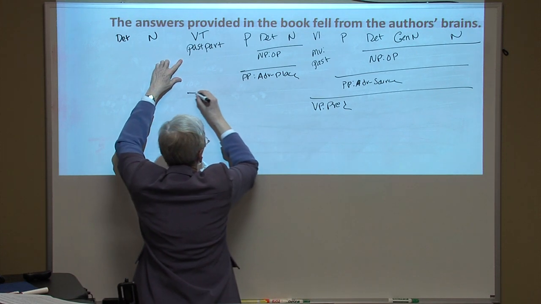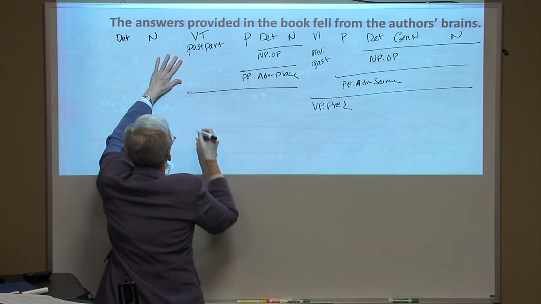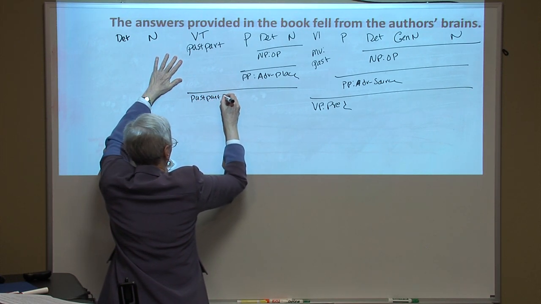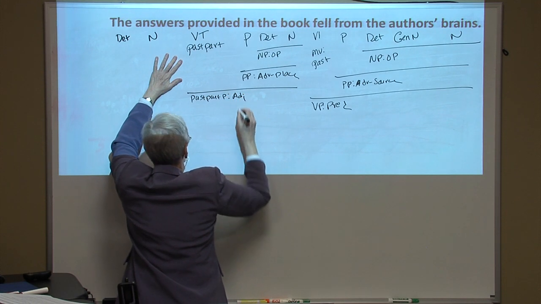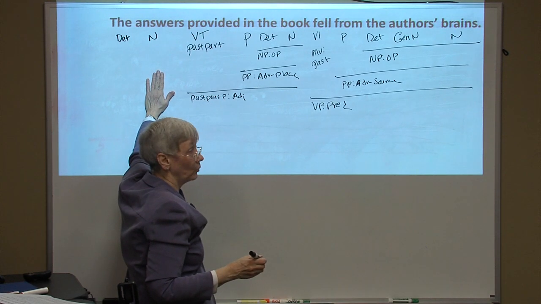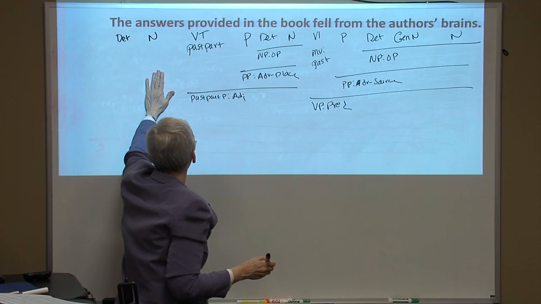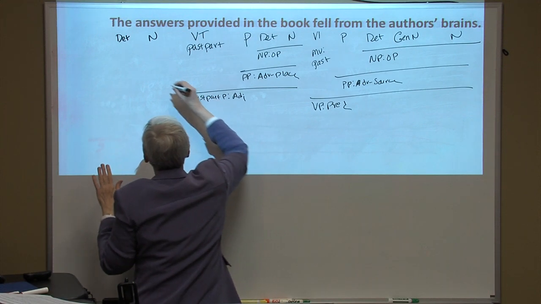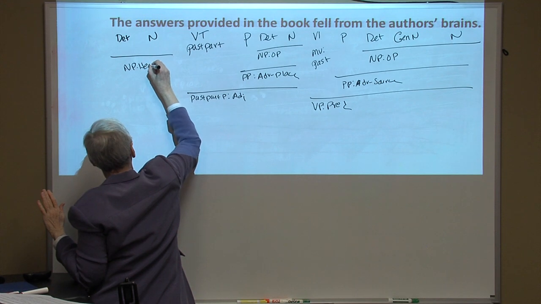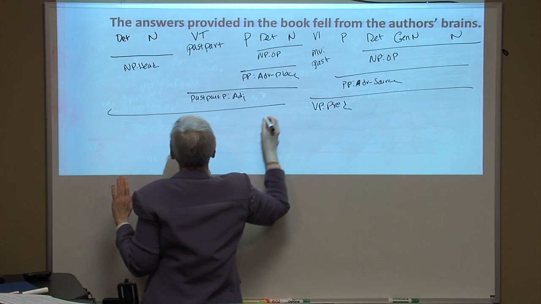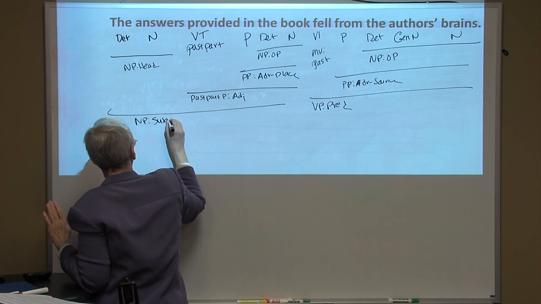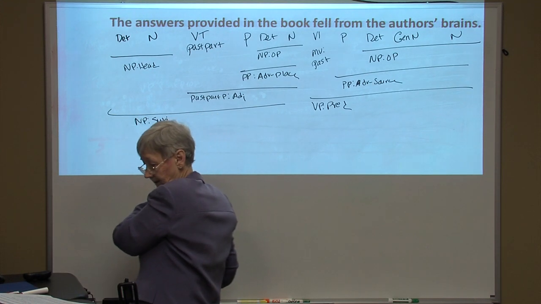Provided introduces this past participle phrase that functions as an adjective because it comes from the relative clause, the answers that were provided in the book. And so the answers is the head of the larger noun phrase, the answers provided in the book, which functions as the subject of that predicate.